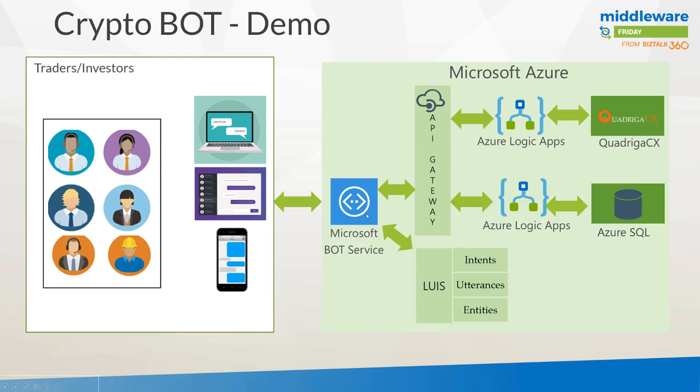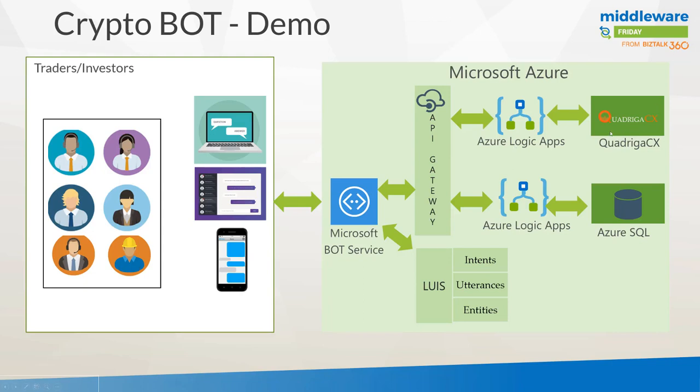Now, as part of the solution, my bot service is going to talk to Azure API Management, which is going to protect different Azure Logic Apps. So basically, I'm exposing Azure Logic Apps as HTTP endpoints. Then I can protect them as part of the API Management solution.